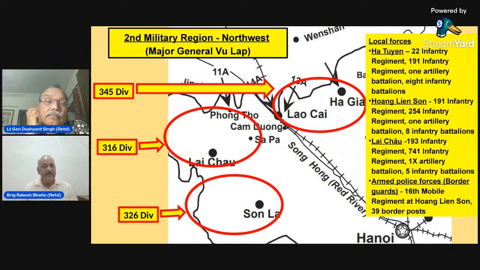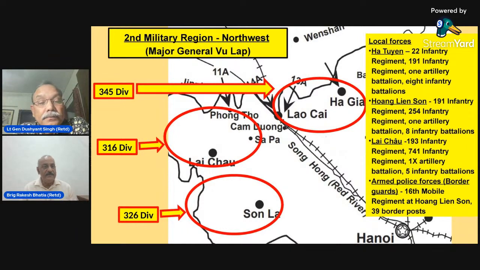Similarly, in the second military region, in the general area of Lao Cai and Yen Bai, the 345 Division of Vietnam was located. In Phong Tho, Sapa, and Lai Chau was the 316 Vietnamese division, and in Son La was 326. Pay attention along the Red River that is marked. There is a valley which goes straight to Hanoi. There is a railway, there is a road.